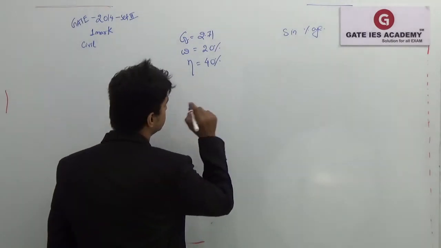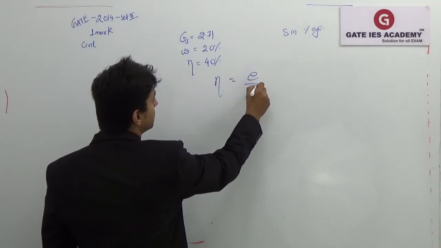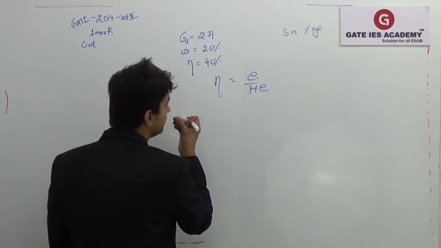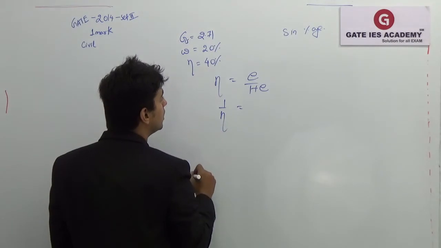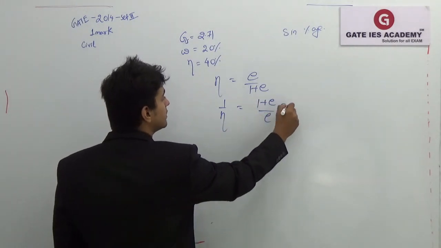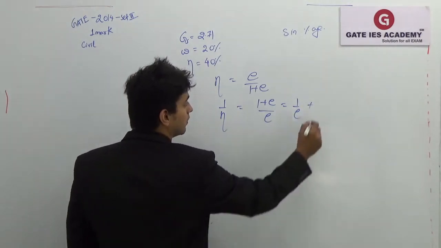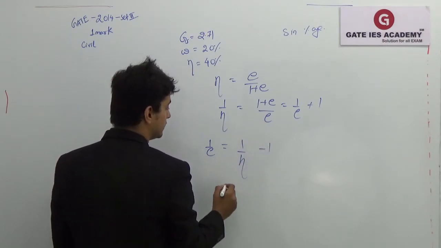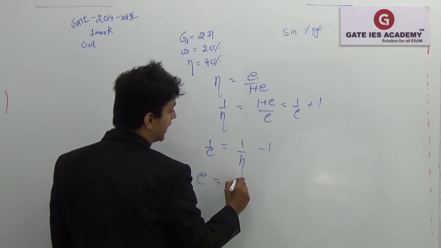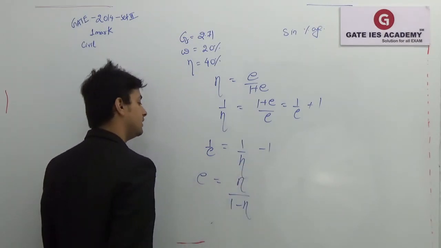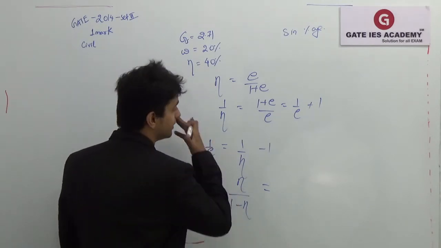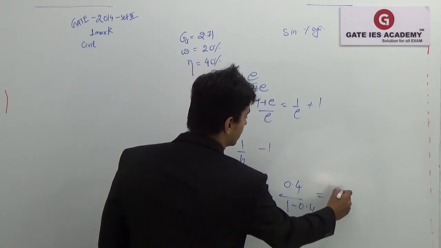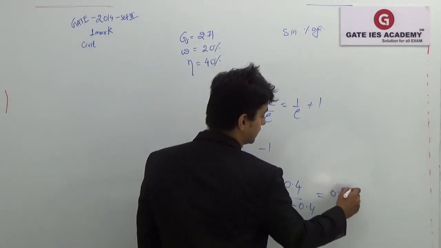So we very well know that eta is equal to E upon 1 plus E. Eta is given, we have to find out the E value. So 1 by eta will be nothing but equal to what? 1 plus E upon E, that will be equal to 1 by E plus 1. So 1 by E will be equal to 1 by eta minus 1. Therefore E will be equal to eta upon 1 minus eta. So E will be equal to, eta is given as 40%, that is 0.4 divided by 1 minus 0.4, that is coming as 0.4 by 0.6.